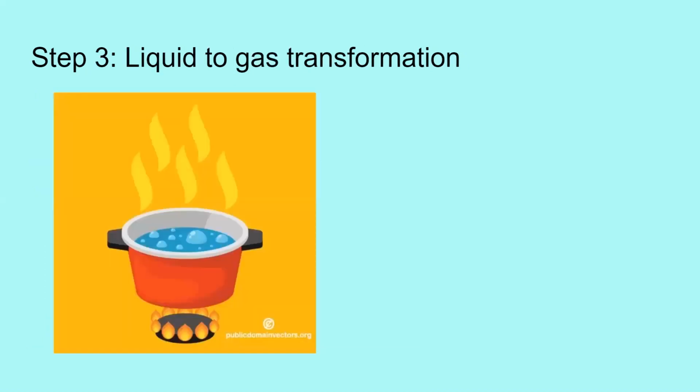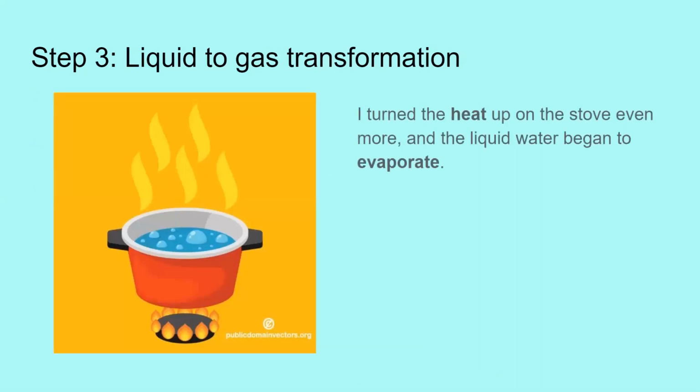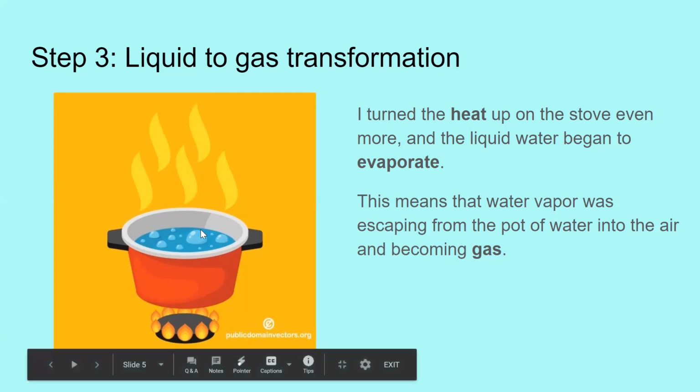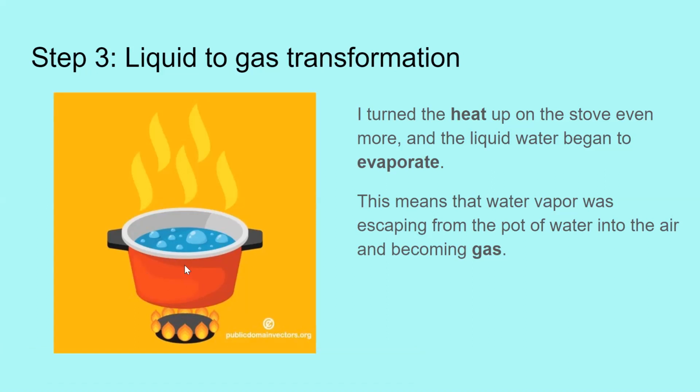Step 3, liquid to gas transformation. I turned the heat up on the stove so it was even hotter, and the liquid water began to evaporate. This means that water vapor was escaping from the pot of water into the air and becoming gas. Actually, when water boils, the action of what's happening with the water is boiling.